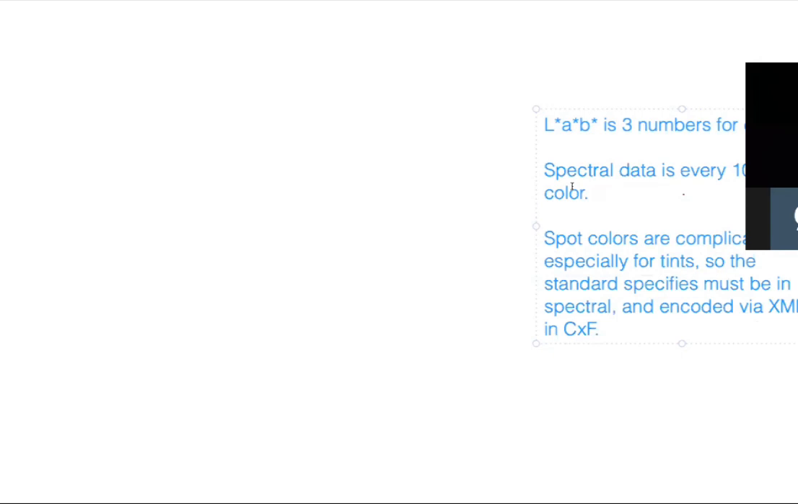So LAB is fine, and that is used throughout the standards, but it's just a summary of the spectral data into 3 numbers that are measured with an instrument. And so you'll see here, there are 3 numbers, but I don't know if I'm quickly going to be able to go to the spectral data. So that color also has a full spectrum. And for spot colors, data is specified in the standard to be via the spectral data. Let's see if I can quickly.